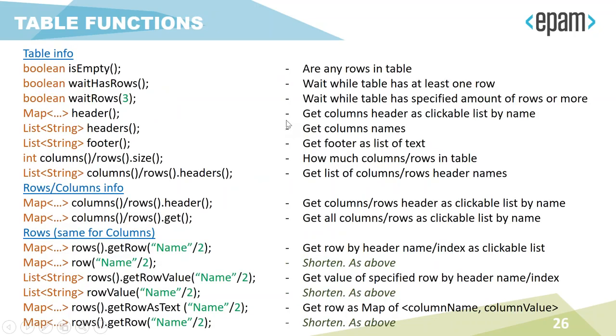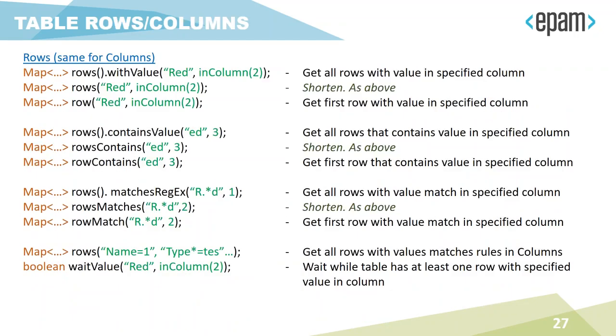So in most cases, this is the way you can describe tables. And as a result, we get a list of actions that you can do with these tables. You can verify whether it is empty. You can get all headers or footers of this table. You can get headers of columns or rows, get their sizes, or even search through this table. For example, find some row, or get rows with a given header name or something like this.